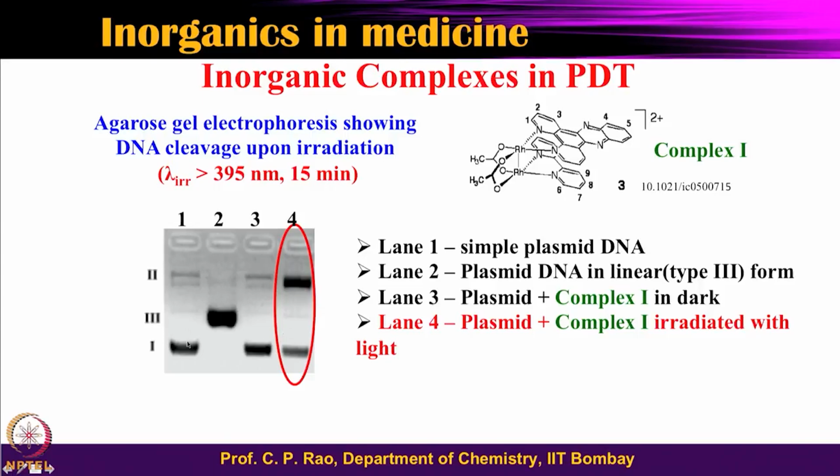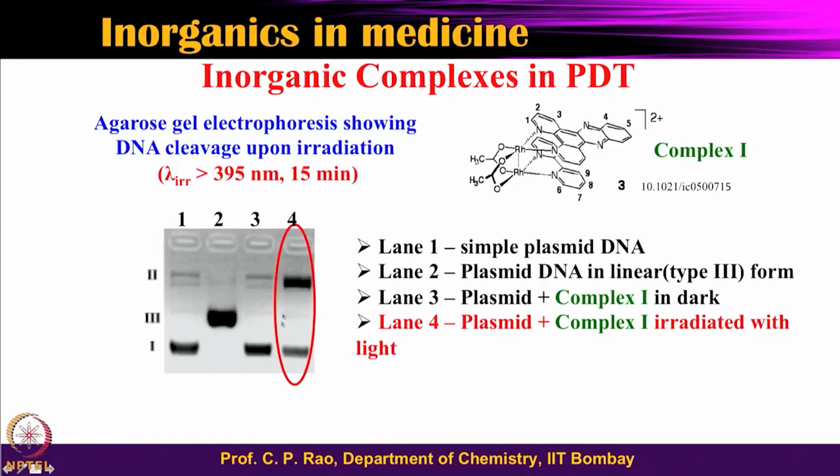So, lane 1 is simple plasmid in its form 1, and then you have lane 2, the plasmid DNA in type 3 form, linear type 3 form. This is also standard. Now, in lane 3, the plasmid plus complex 1, whatever it is, and this is the complex 1, and this is done in dark.